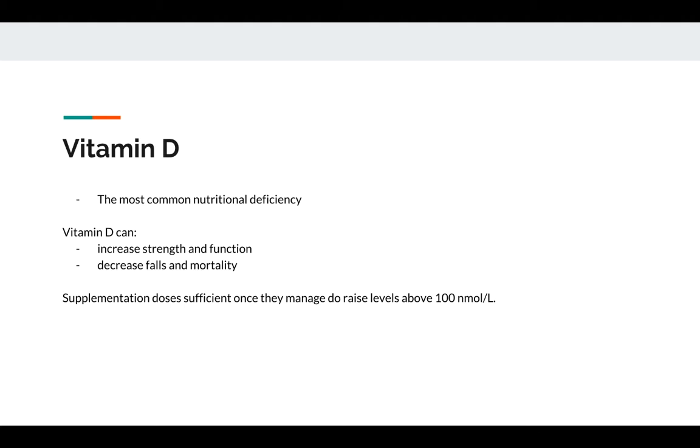The supplementation doses are considered sufficient once they manage to raise levels above 100 nanomoles per liter.